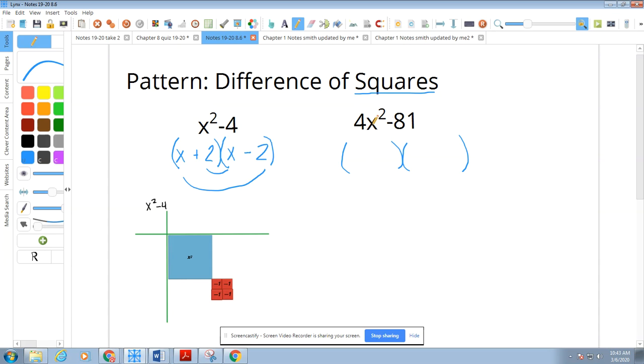Since we're talking about squares, again, first, let's make sure there's no greatest common factor. And there's not. I can't divide out a 2 or a 4 from 81. So there's no greatest common factor. But since we're talking about squares, I can take the square root of 4x squared, and I get 2x. I can take the square root of 81 and get 9. And again, since we need our middle two terms to cancel out, and we need 81 to be negative, we're going to make one a sum and one a difference. And that's a difference of squares.